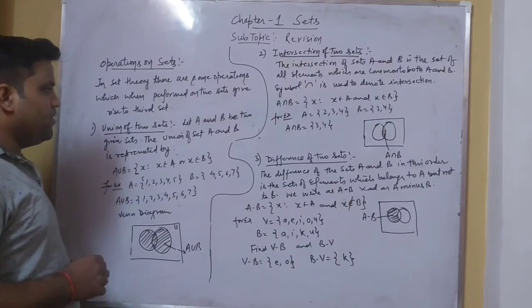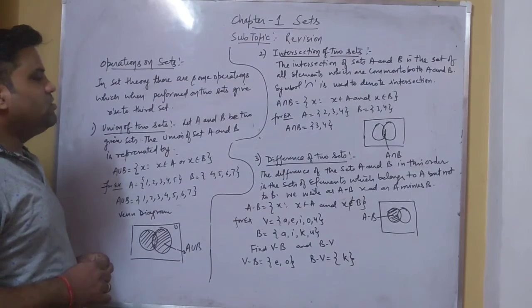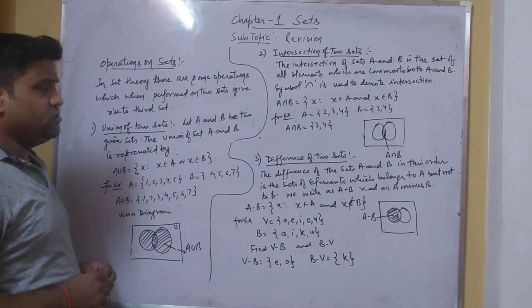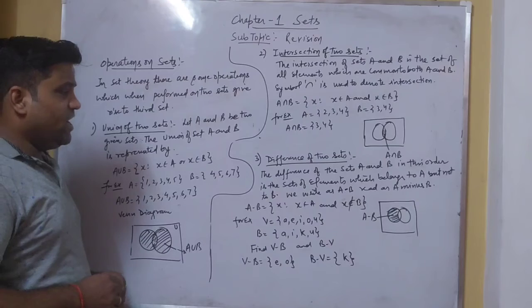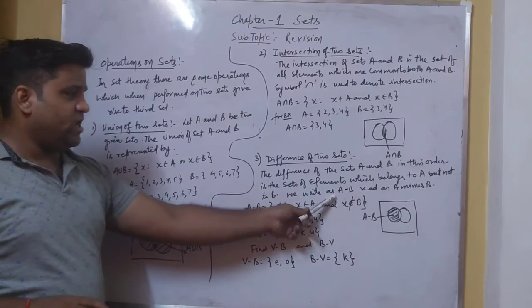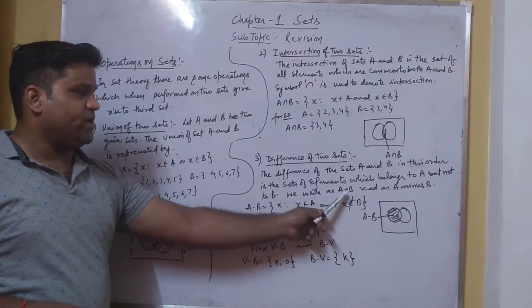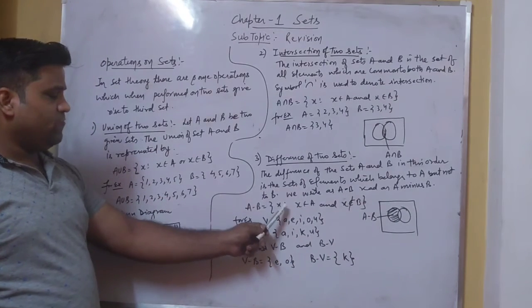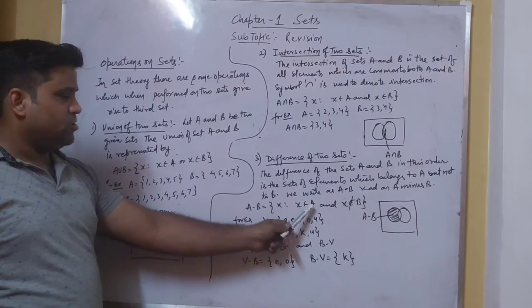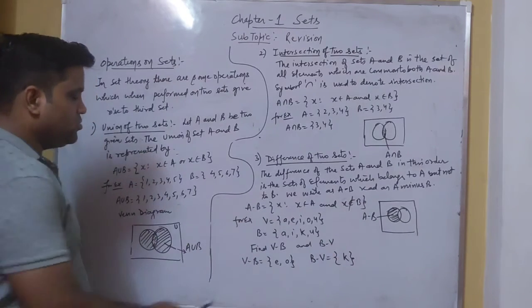Now let us come to the third topic, which is the difference of two sets. The difference of the sets A and B in this order is the set of elements which belong to A but do not belong to B. We write it as A difference B, which means A minus B. So A minus B is the set of those elements where x belongs to A and x does not belong to B.